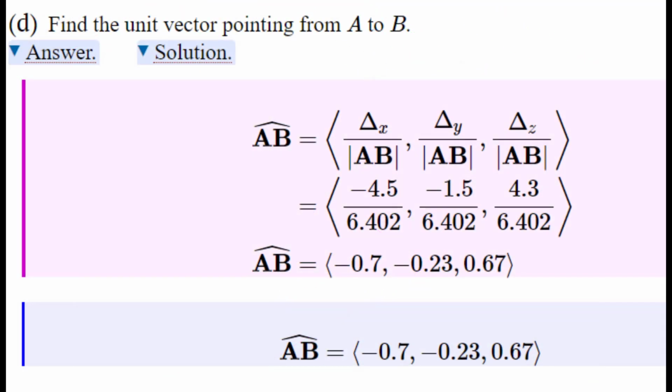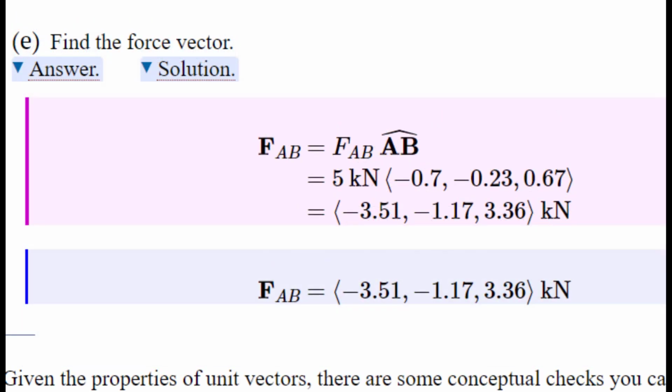To find the unit vector, all we need to do is divide by the magnitude of that line that we just found. So we take the displacement of our delta x, delta y, and delta z, and divide each one of them by the magnitude of the displacement vector, which was 6.402. This reduces them down into the unit vector, which would have a magnitude of 1.